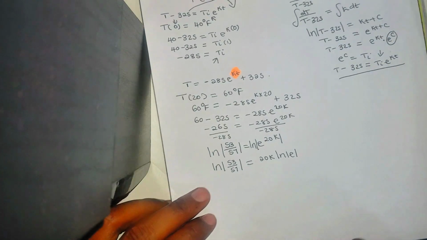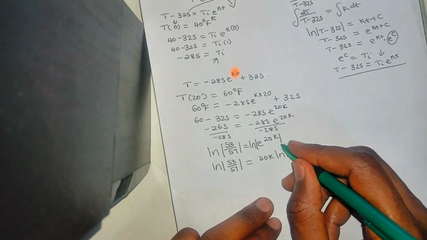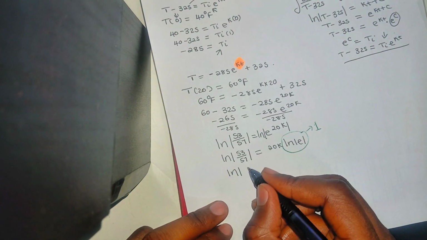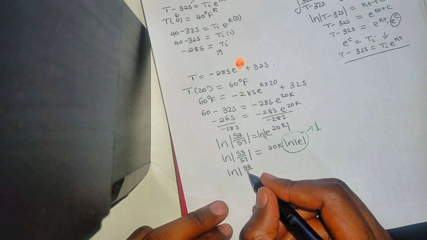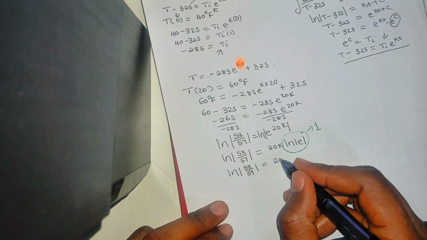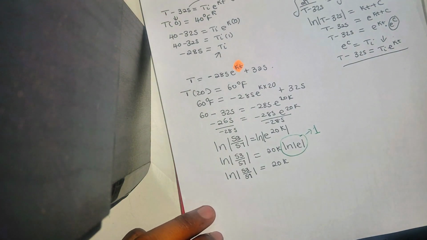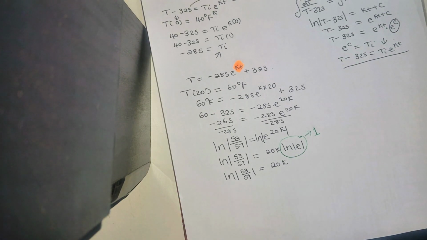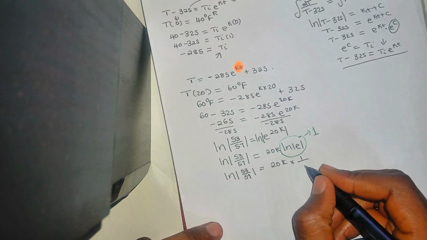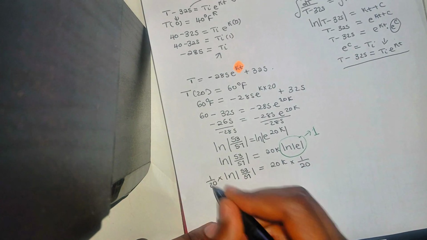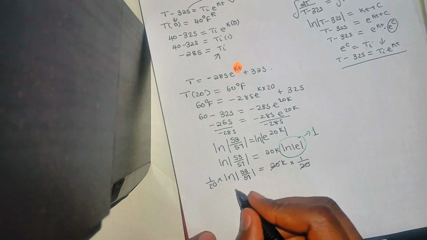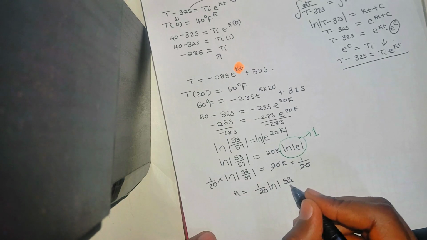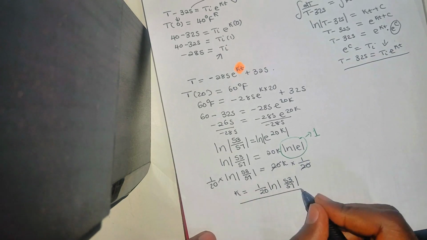Natural log, right? And you know very well by this time that ln of e to the power 20k is just 20k. So we just have natural log of 53 over 57 is equal to 20k. Now you just multiply both sides by 1 over 20. So your k is 1 over 20 times natural log of 53 over 57, right? So this is your k.